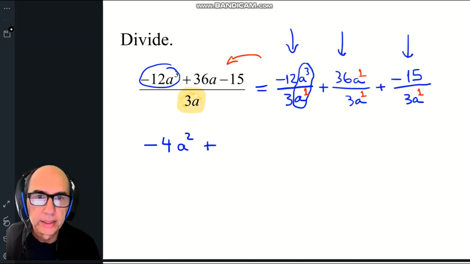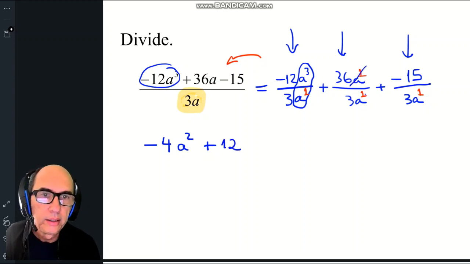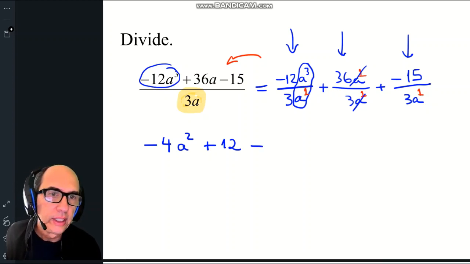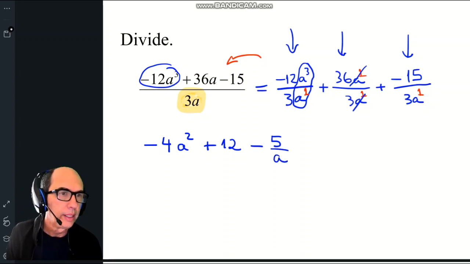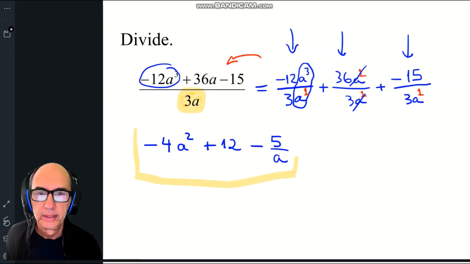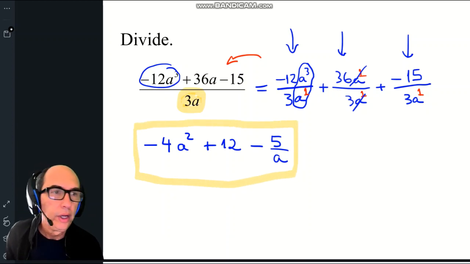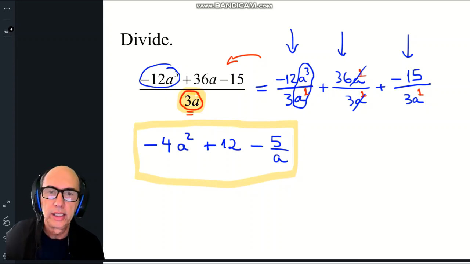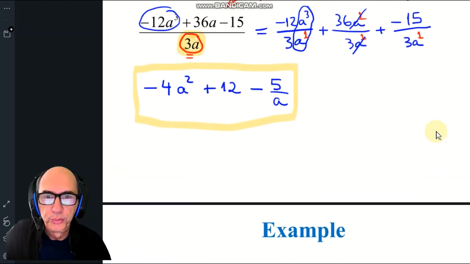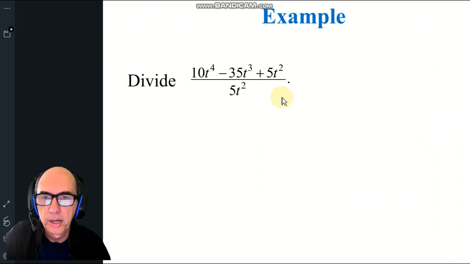The next fraction, 36 divided by 3, 12. a to the 1 divided by a to the 1 cancel out. Positive and negative, negative. 15 divided by 3, 5. And we still have this a in the denominator, 5 over a. That's going to be the final answer. Okay, but we only can use this method, remember, if we have division by a monomial. We need to have just one term in the denominator.